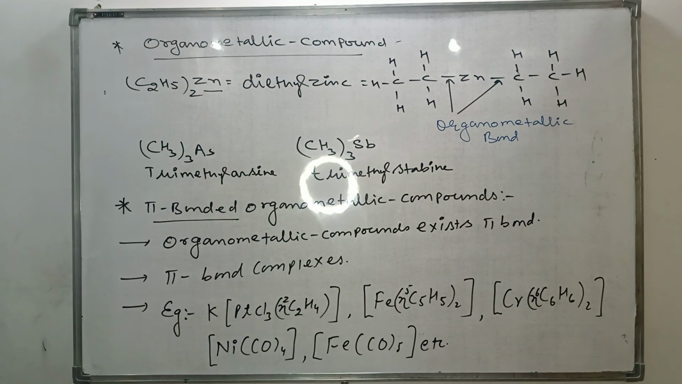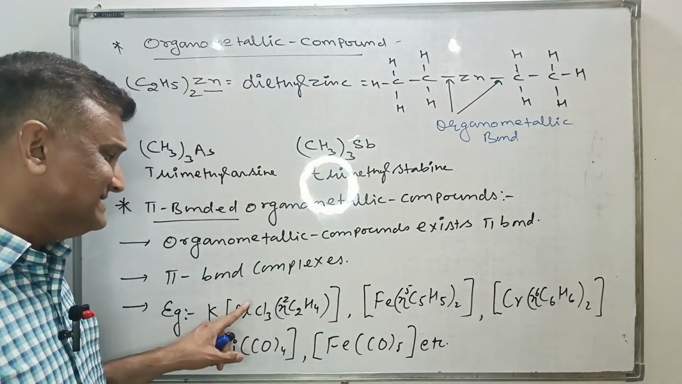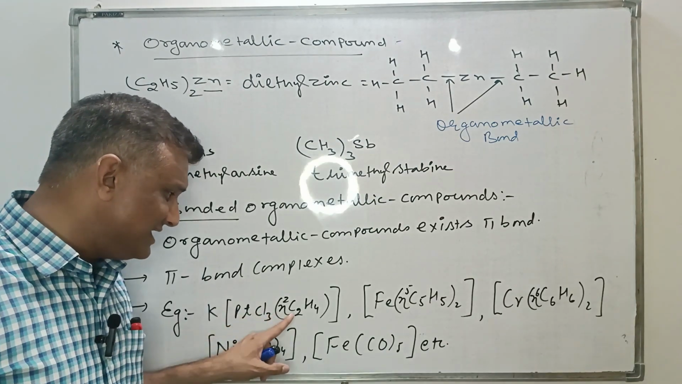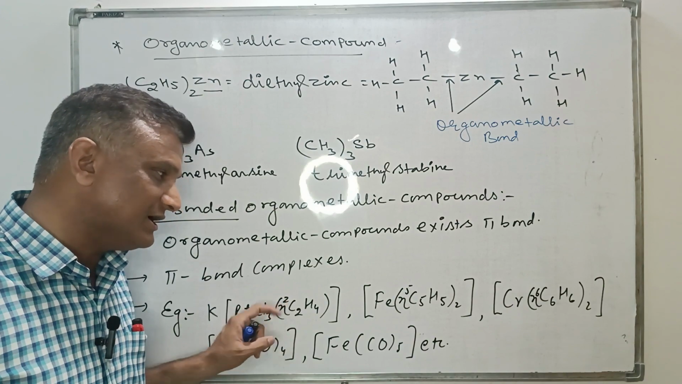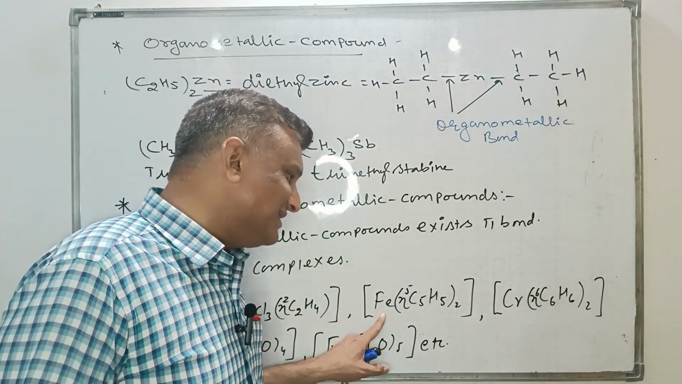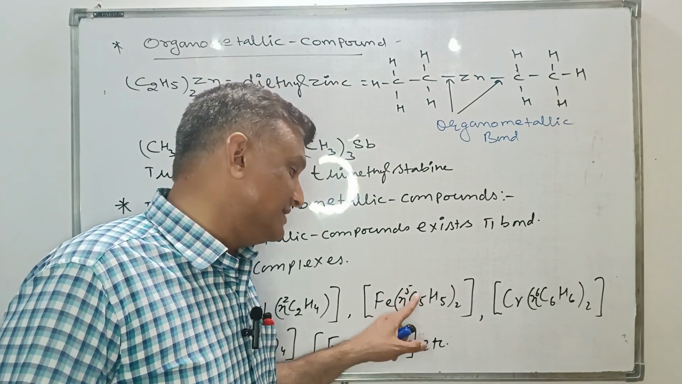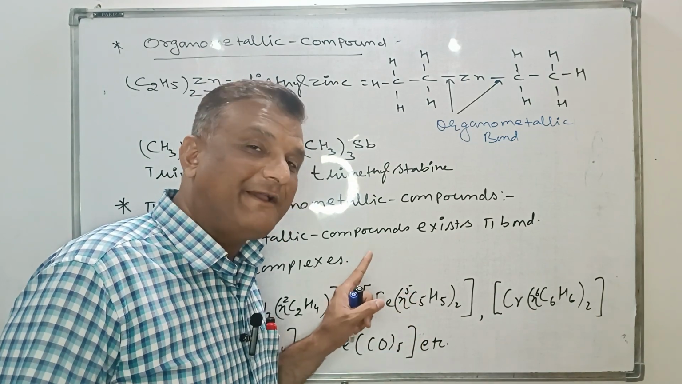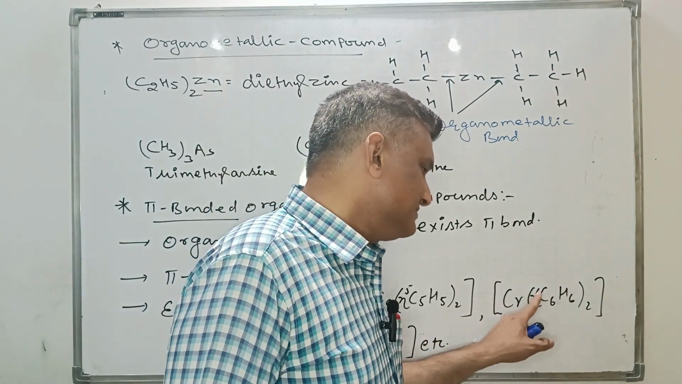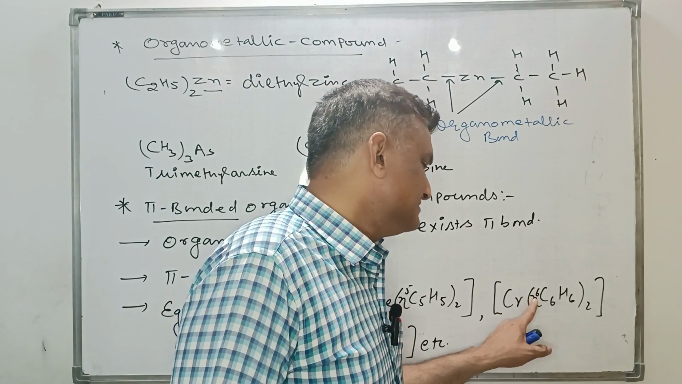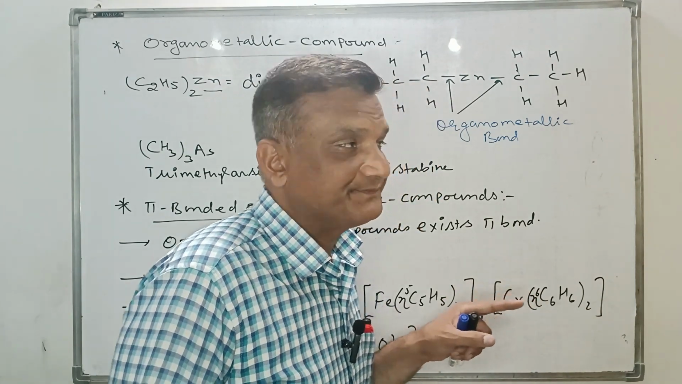Now it's time to discuss the meaning of eta. Here you can see the metal atom is directly attached to 2 carbon atoms, that's why it is eta 2. Here the metal atom is directly attached to 5 carbons, that's why eta 5 is used. Here chromium is attached to 6 carbons, that's why it is eta 6.